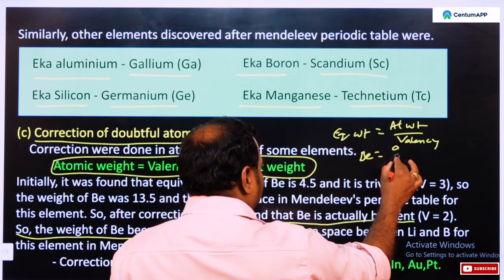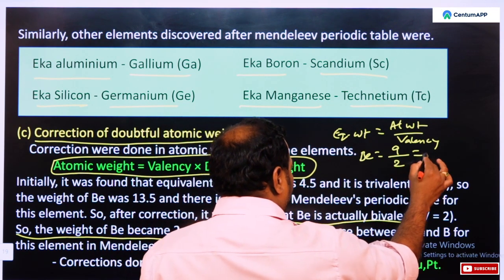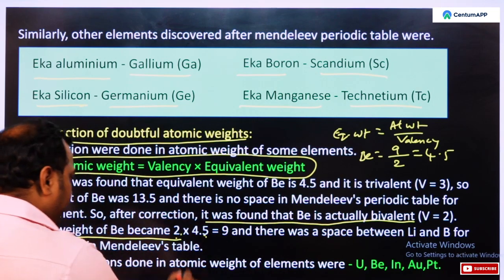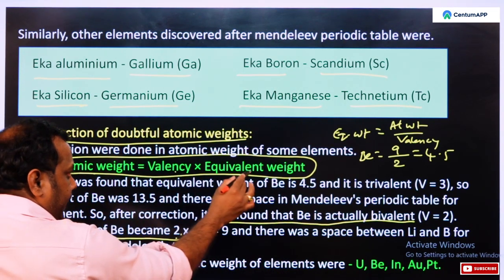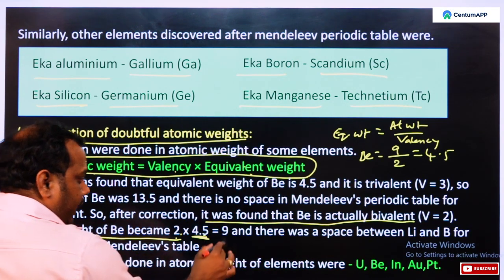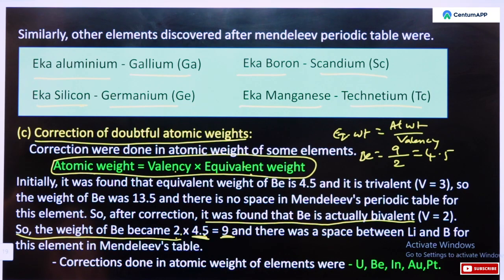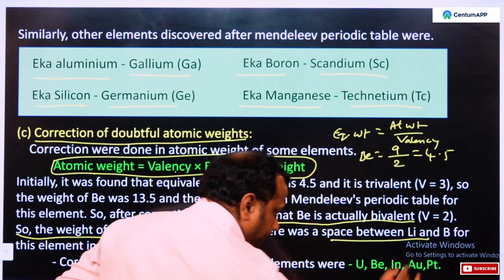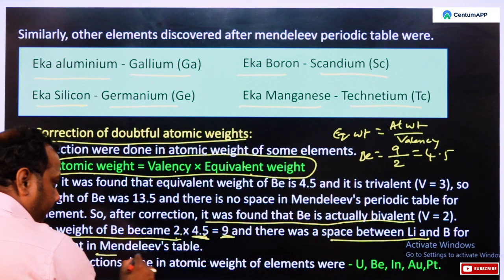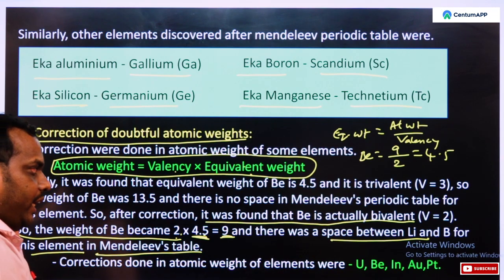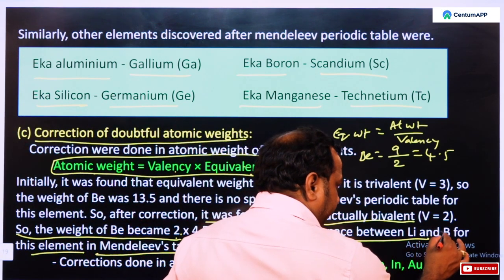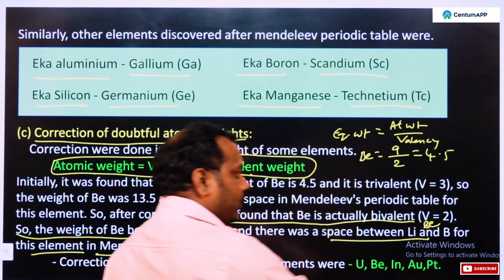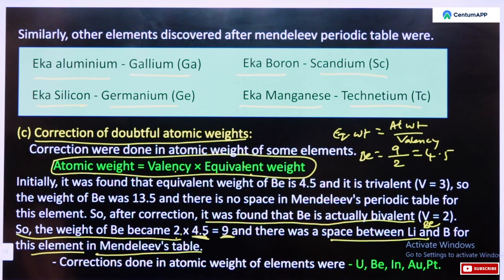For example, beryllium atomic weight is 9, the valence is 2, so equivalent weight is 4.5. And atomic weight is equal to valence into equivalent weight: valence 2, equivalent weight 4.5, total is 9. Beryllium atomic weight is 9, and there was a space between lithium and boron for this element in the periodic table. So beryllium is included between lithium and boron after correction.